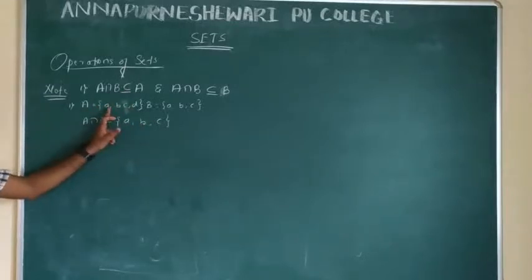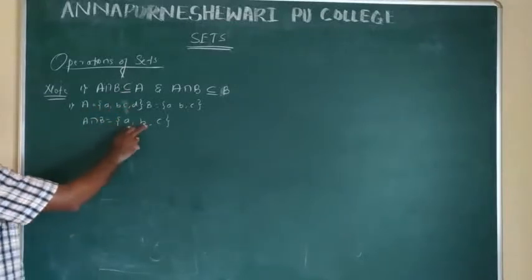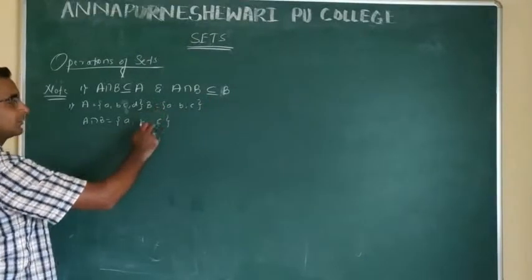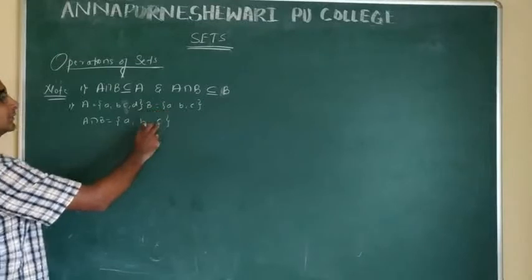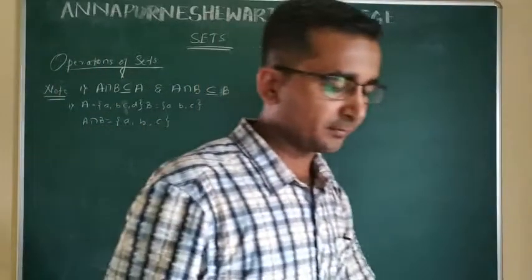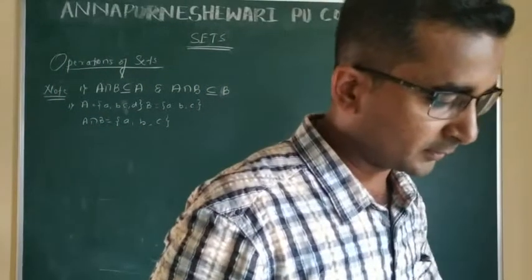So a, b are present in set A, and A intersection B is a subset of or equal to A. A intersection B is also a subset of B. So this is one of the properties. A intersection B is a subset of or equal to A, and A intersection B is a subset of or equal to B. By one example I showed you how it works.